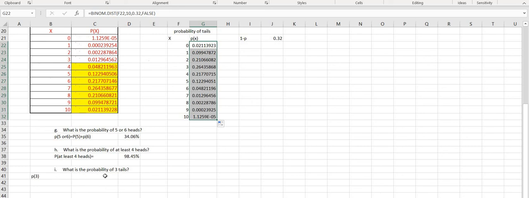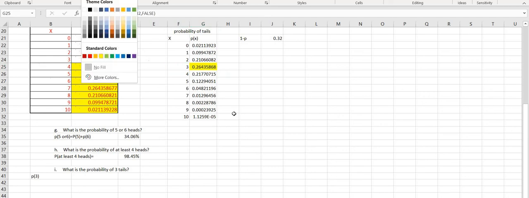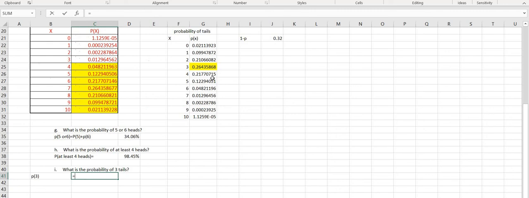To answer this part, we want the probability of 3 tails only. I could have just computed this probability using the binomial distribution function, but I chose to create the table so you have a solid steps to rely on. So to answer this question, the probability of 3 is basically this number over here. So the answer is going to be equal to this number, and as usual, I'm going to turn it into percentage and then add 2 decimal places to it. So the answer is 26.44.